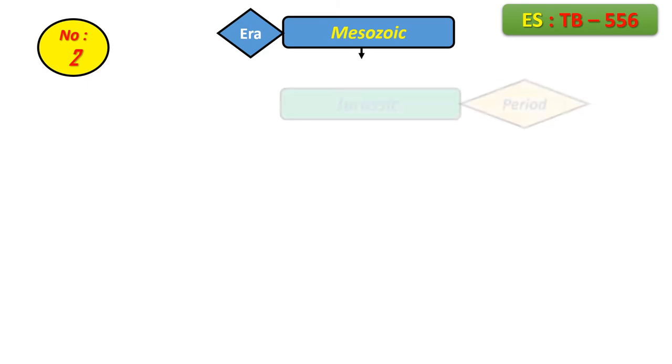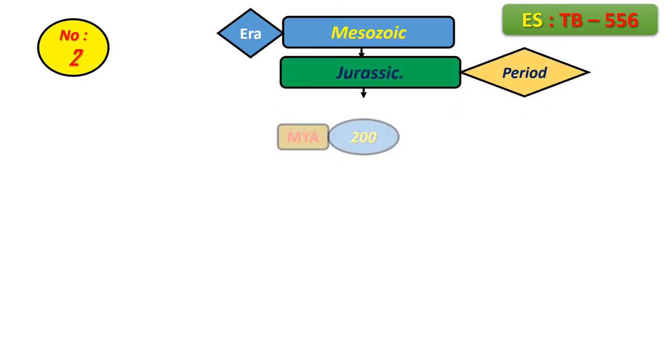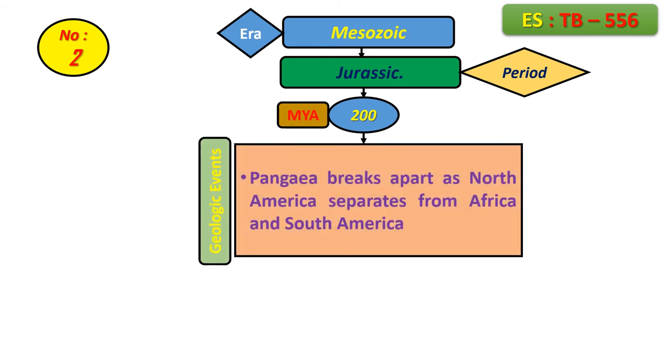Now let us check the second period in the Mesozoic era, the Jurassic period, around 200 million years ago. Main geologic event in the Jurassic period: Pangaea breaks apart as North America separates from Africa and South America.